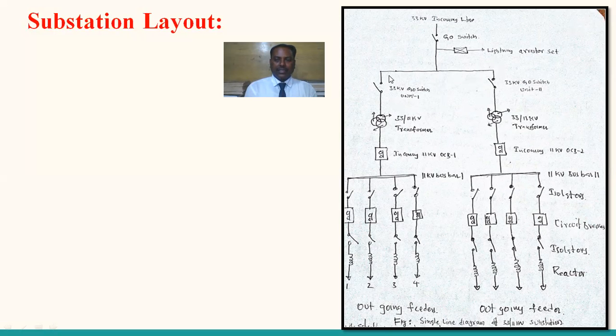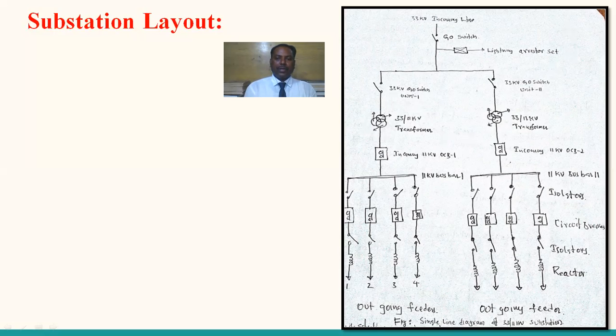And after splitting, it goes through a 33 kV go switch per unit 1. It is divided into 2 units; per unit 1, we are talking about unit 1. The unit 1 feeder enters the substation and transformer premises through a 33 kV go switch, and after this it directly goes to the input of the transformer.